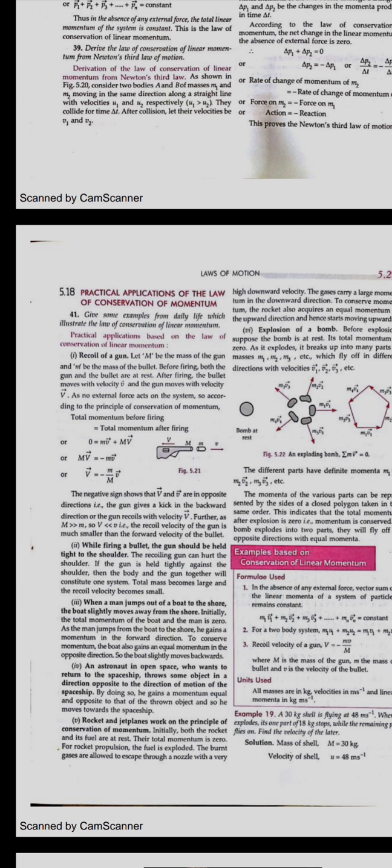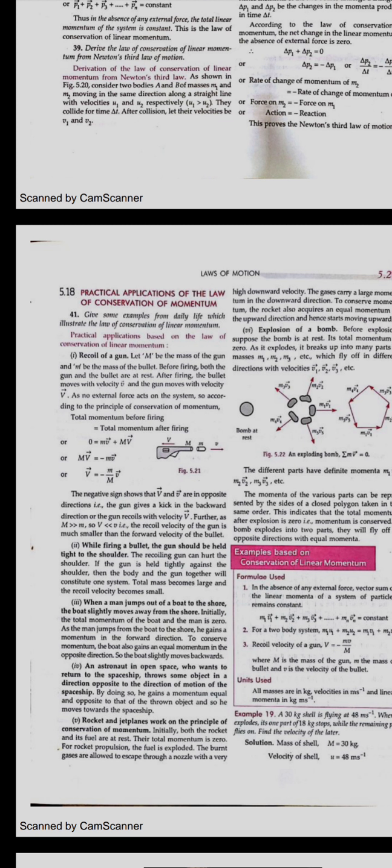And similarly, the mass of the gun is capital M and its velocity is v, so the momentum is Mv. The velocity of the gun arises because momentum is conserved. The bullet moves in the forward direction, so it gives an action, and the reaction, the opposite force, acts in the backward direction. So the gun gives a jerk in the backward direction. This jerk is due to the recoil velocity.